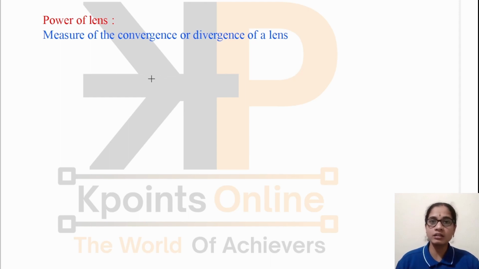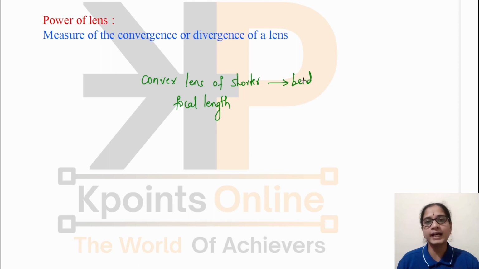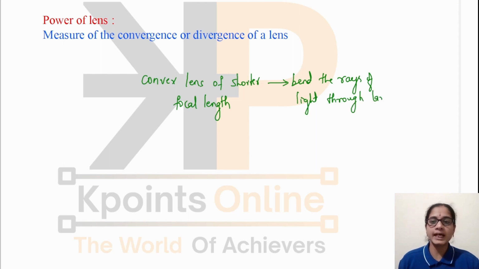Let's see if we have taken convex lens. A convex lens of shorter focal length. If the convex lens has shorter focal length, then it will bend the rays of light through large angles. It means that it will focus the beam of light at point nearer to the optical center. If it is having shorter focal length, what happens? It will bend the rays of light with larger angles like this. And this focused beam of light is formed nearer to the optical center.